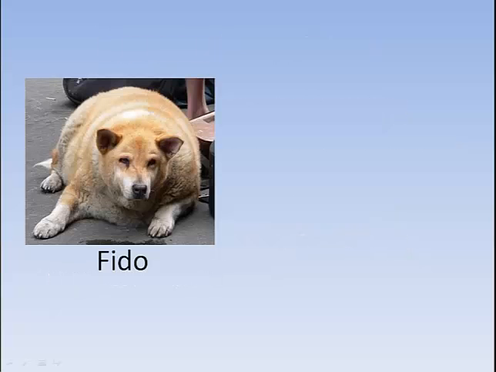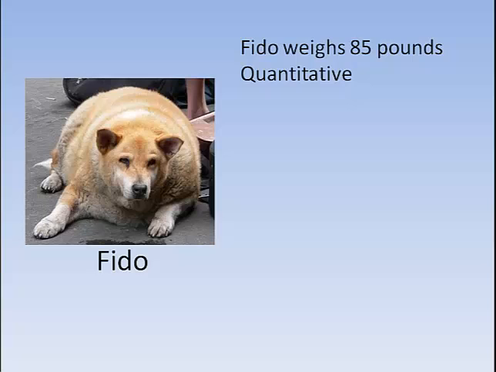Okay, so let's look at my friend Fido. I'm going to put up some observations, and you're going to tell me whether they're quantitative or qualitative. Fido weighs 85 pounds. That's quantitative. It involves a number. Right? Fido is overweight. Well, that's qualitative because you've determined that not by measuring his weight, but just by seeing that he looks like a log.